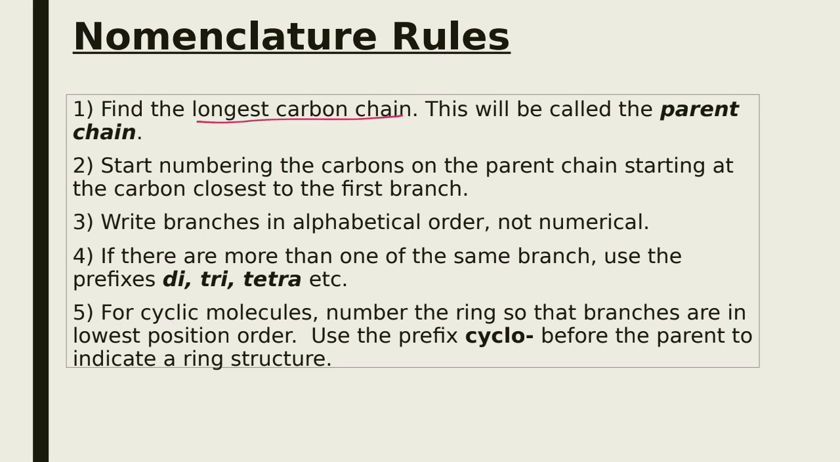When we are looking at these alkane structures, if there are branches, we're going to start numbering the carbons starting at the carbon closest to the first branch. And from there, there are some extra rules that we will touch on as we move through these examples. So let's get to a couple of easier examples to start.